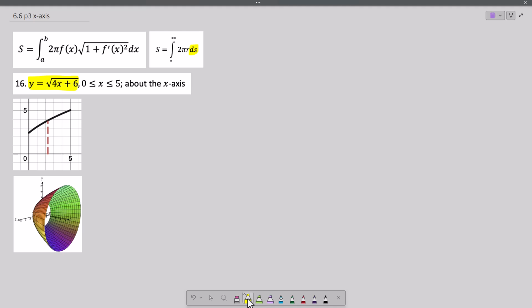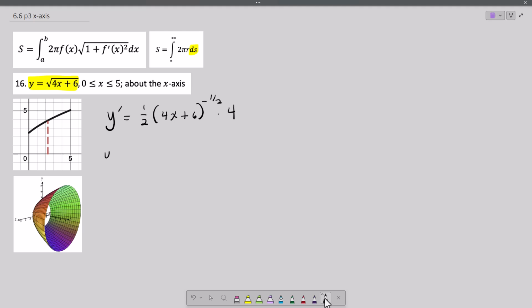So ds always becomes the square root of 1 plus y prime squared, possibly x prime squared if we were using dy instead of dx. So we're always going to start with the derivative of our function. So y prime will be 1/2. We bring down the exponent, we subtract 1, and then we multiply by the derivative of the base.